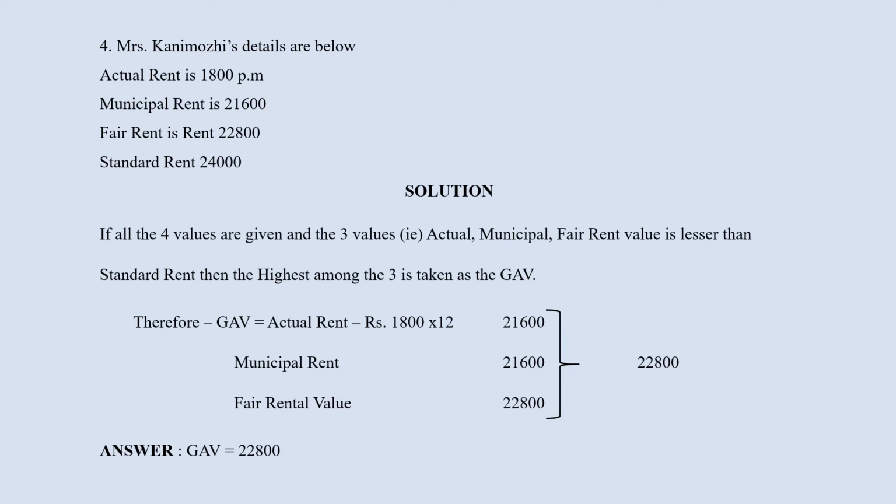So if it is less, what you're supposed to do is compare the other three values, leaving out the standard rent. When you compare the three values, whichever value is the highest will become the gross annual value. So which is the highest when you compare actual, municipal and fair rental value? Fair rental value, which is 22,800, is the highest. So that will become your gross annual value.